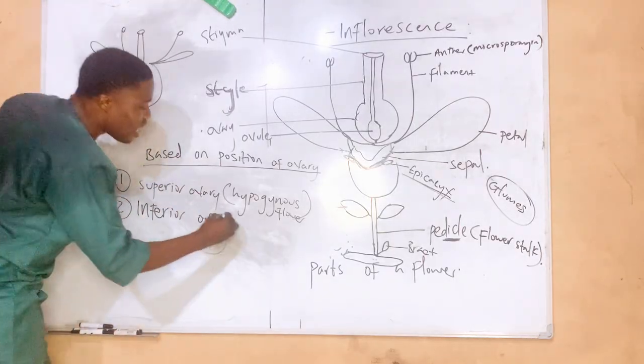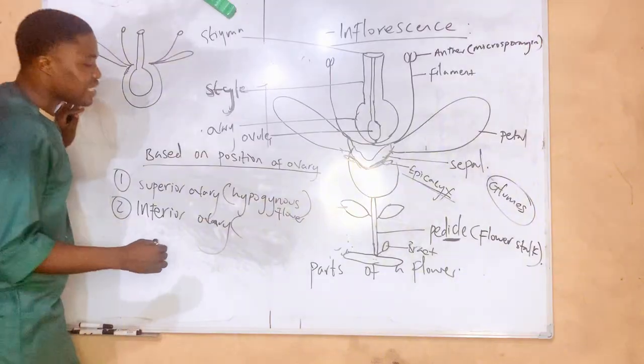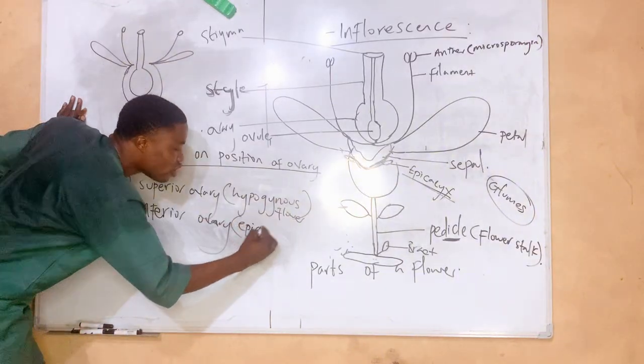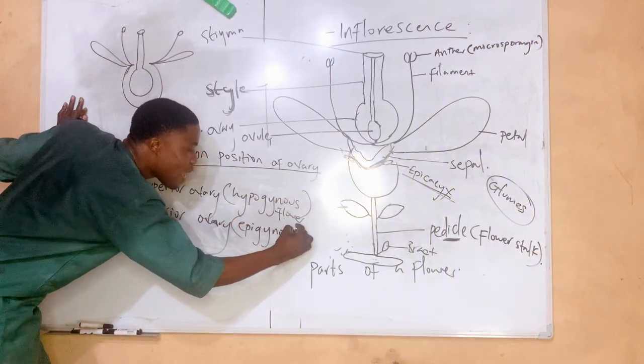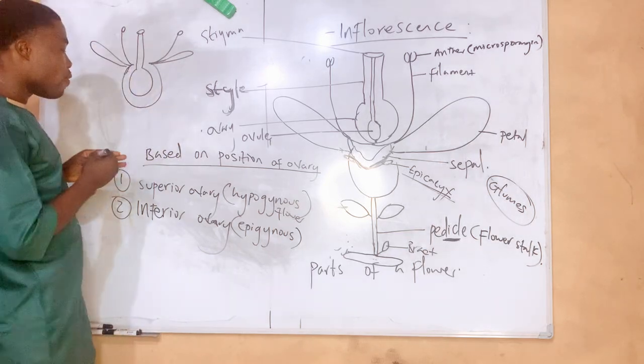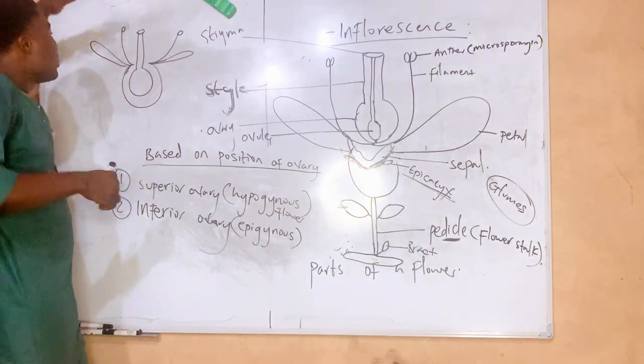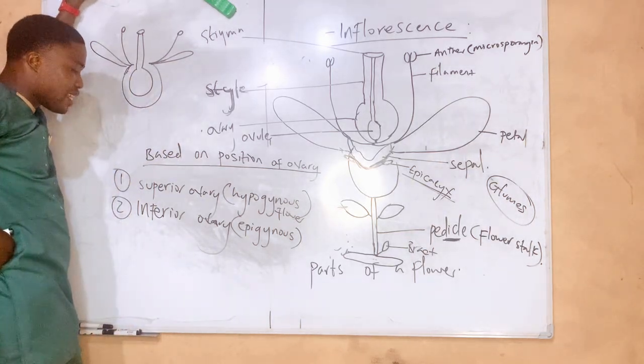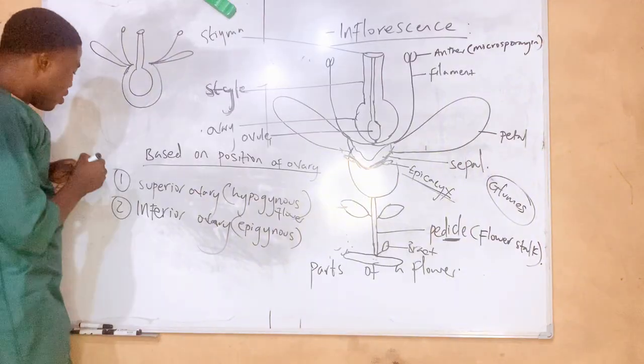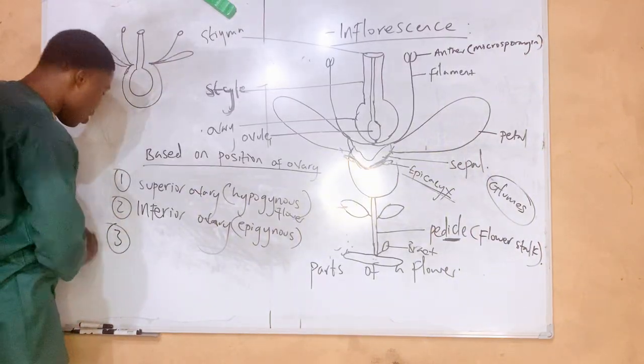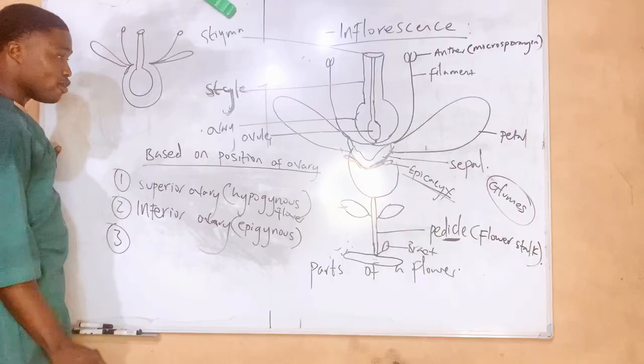Now, inferior ovaries are found in flowers that are said to be epigynous. So, epigynous: the gynoecium is usually below the arising of other floral parts. Epigynous.